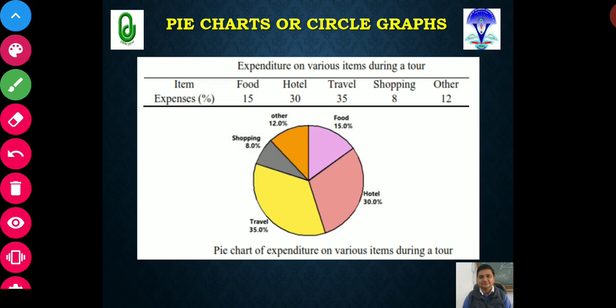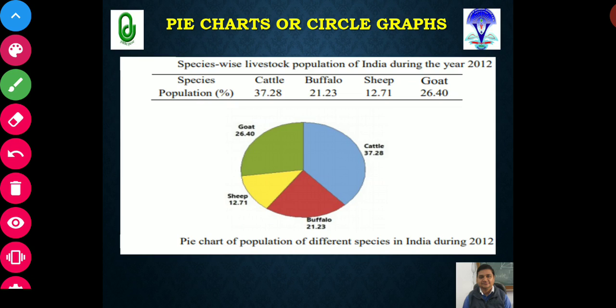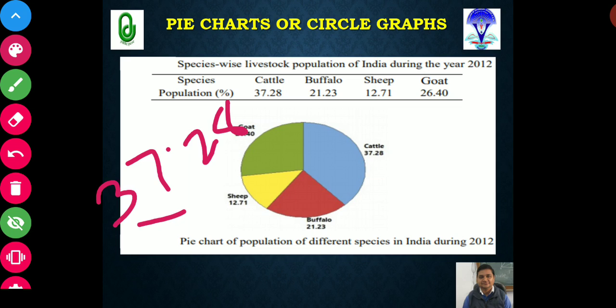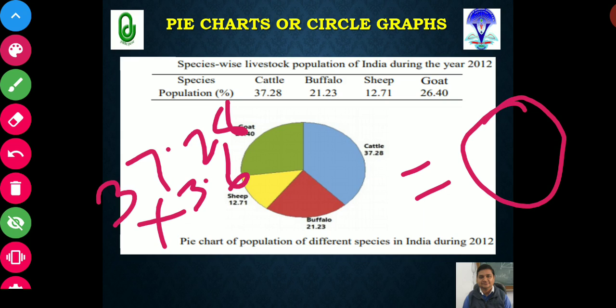Let us see one example from our veterinary field. This is the pie chart representing the species-wise livestock population in India during the year 2012. Here you can see the data is again presented in the form of proportion, so percentage. What we will do is take 37.28 times 3.6. Whatever value comes, that will give the angle of that particular sector. Likewise, you have to get the angle of all these items, and then we will prepare it in the form of a circle. So this is how a pie chart or pie diagram can be prepared.